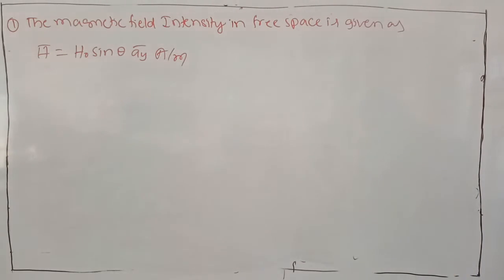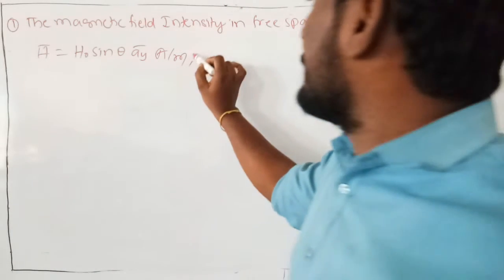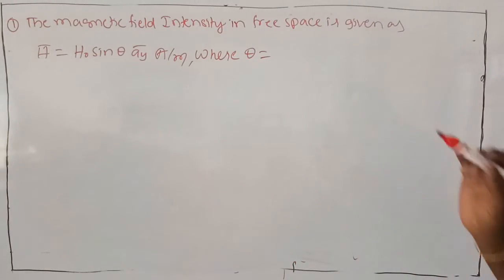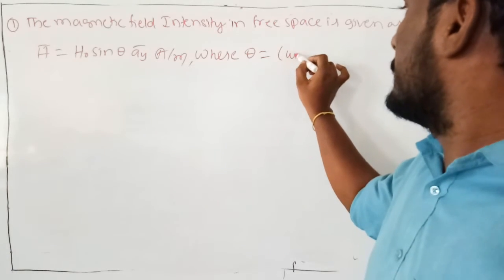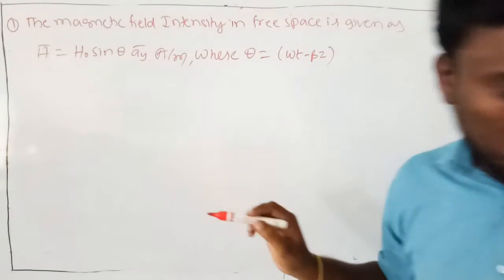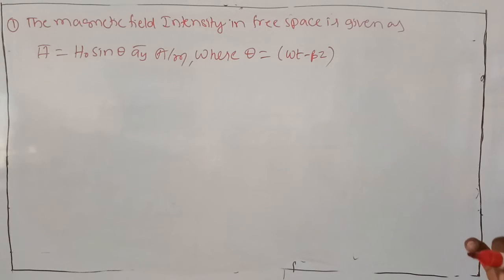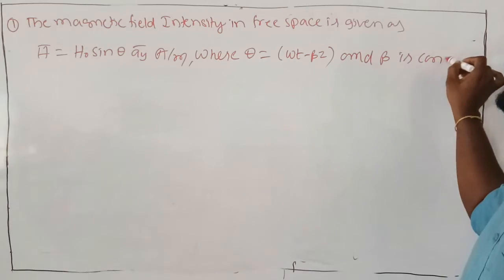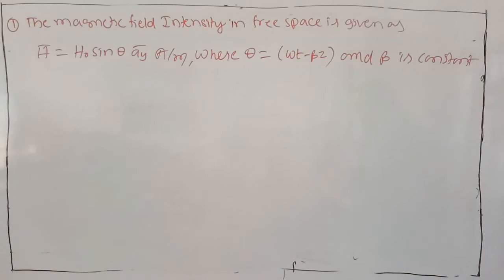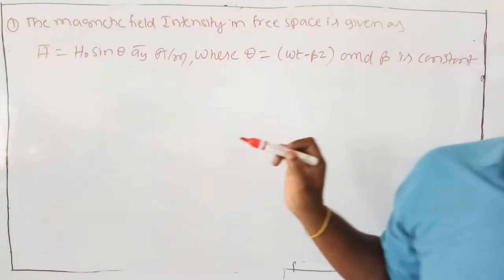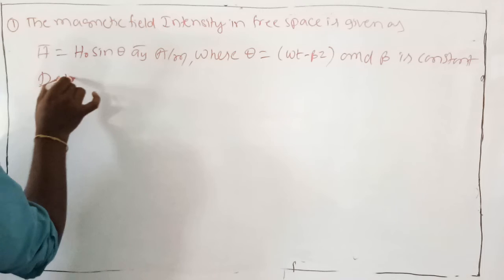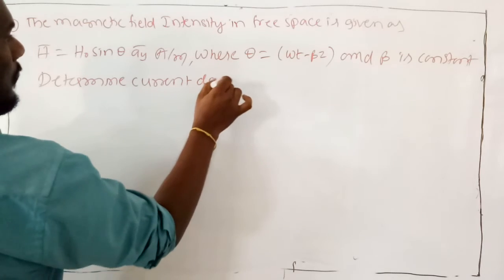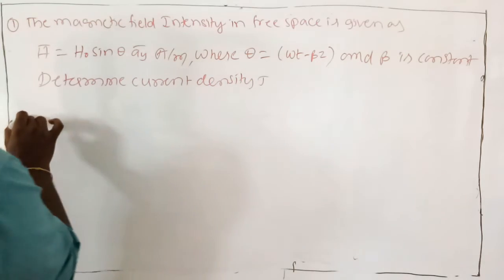where theta is equal to omega t minus beta z, and beta is a constant. The question is, determine the current density vector J bar.